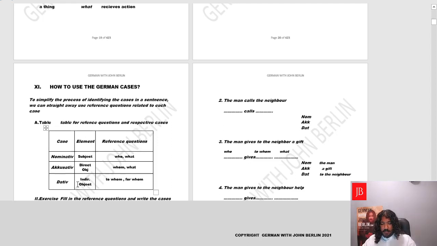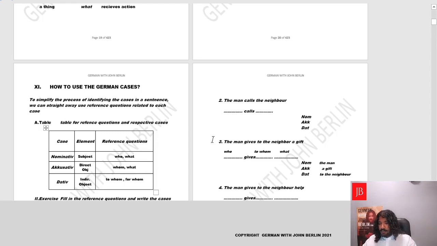Moving on to the third case, it's dative. Dative is the element of indirect object. It's to whom something is given, for whom something is done. That something is basically the accusative object. Now I think I need to correct this in my definition. I'm repeating, nominative is the subject, a person who does the action, or a thing what does the action.